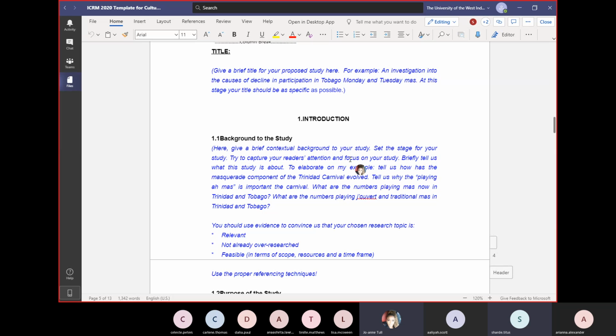Yes, miss. And that same paragraph that you have on the one page is what you would take there and put here on the background to the study. You get it now? Yes, miss. Scroll down for me now, please, again, Aaliyah.